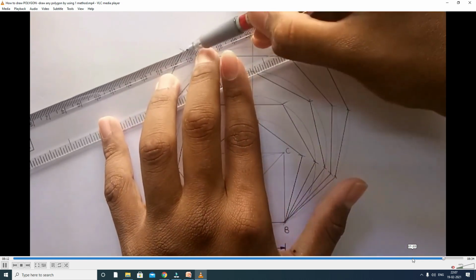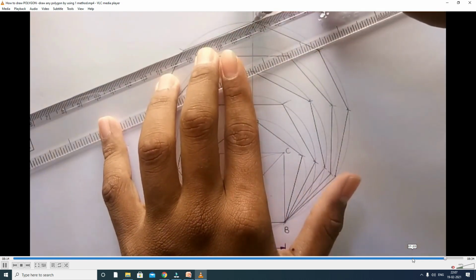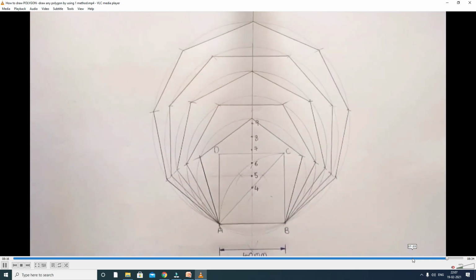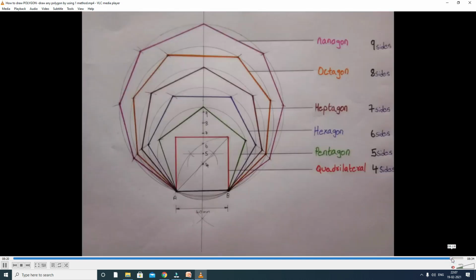Okay, I think in this method we draw total polygons in one method. Okay, so in this method easily you draw different types of polygons in one method. That's why it is the general method used for any polygon. Okay, I think all are understand. Okay, thanks for listening.